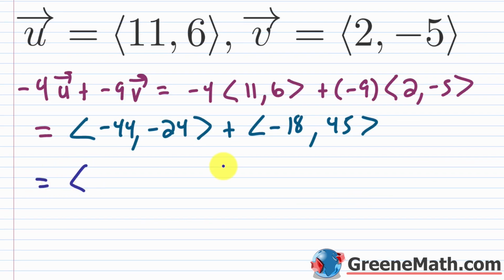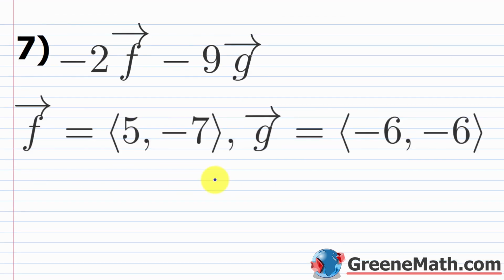So at this point, we're going to add the horizontal components. So negative 44 plus negative 18, that's going to be negative 62. And then negative 24 plus 45, that's going to be 21. Okay, so my resultant vector, if you want to say that, in component form, the horizontal component is negative 62, and the vertical component is 21.